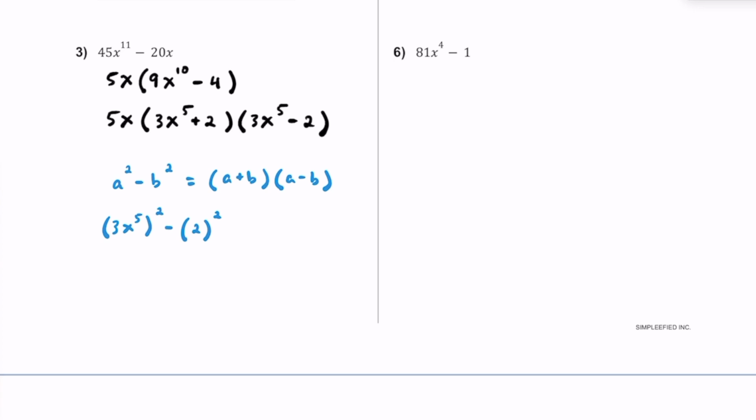If you need a quick refresher, hopefully that helps you. But whenever you have a difference of two perfect squares, you can just write it as a sum of their square roots multiplied by the difference of their square roots. This would be our completely factored form.